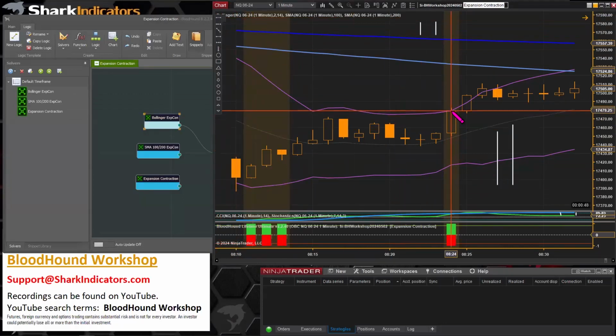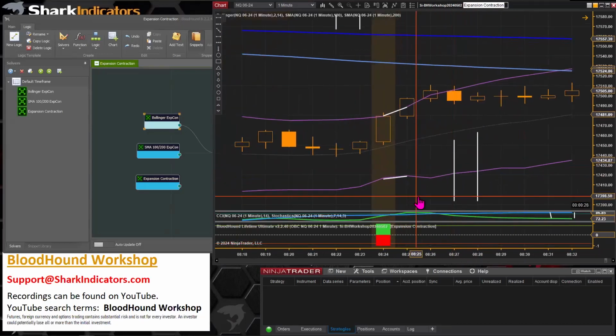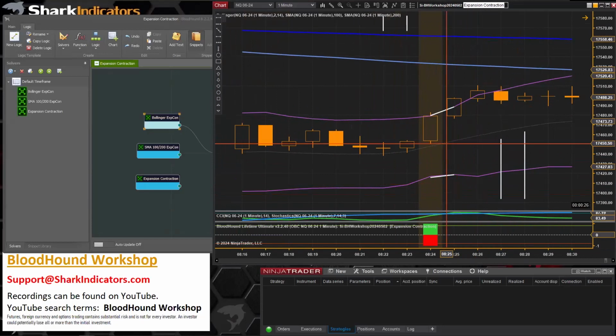So the slope would be there. You take that and then compare it to that. So let me, shoot. I wish Ninja would give us finer control over these drawing objects. There we go.